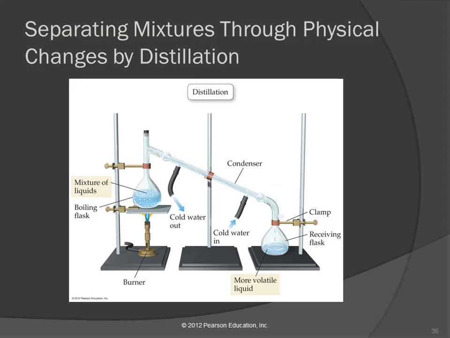We can use physical changes and physical properties to separate mixtures. So this is an example of distillation, which separates liquids or a liquid from other solids based on differences in boiling point. So perhaps you had a mixture of liquids here, maybe alcohol and water. And if you heat this up, the water is less volatile than the alcohol. The alcohol has a lower boiling point.